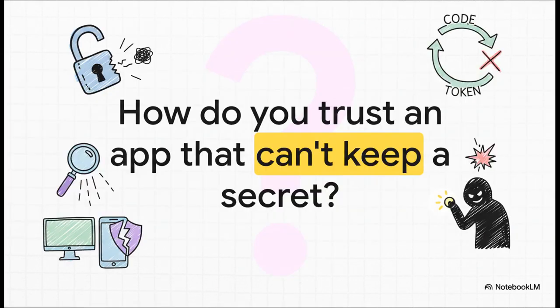But wait a minute, there's a catch. That step where the app exchanges the code for a token, that usually requires a secret password to prove the app is legit. So what about desktop or mobile apps? We call them public clients, and it means they can't safely store a permanent secret. I mean, anyone could just decompile the app and find it. So how do we solve that puzzle?